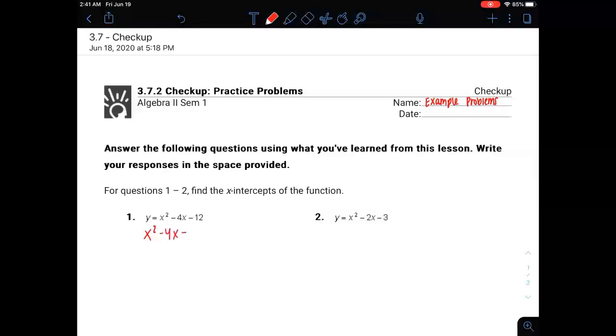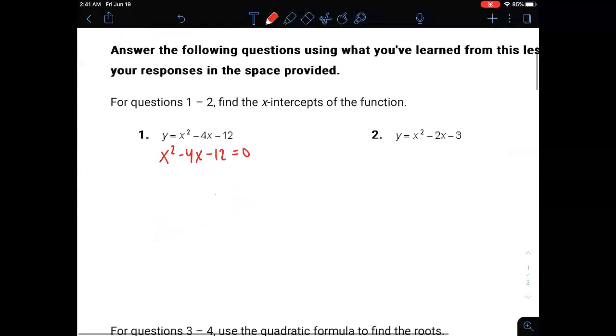So 4x minus 12, and I now set that equal to 0, and I'll zoom in for you there. All right, I set that equal to 0. So I've got two negative values here, and again, if I look at my p's and q's, I know I'm going to have x, and I'm going to have minus something and plus something. So the two things that add together to give me negative 4, but multiply together to give me 12, are negative 6 and positive 2.